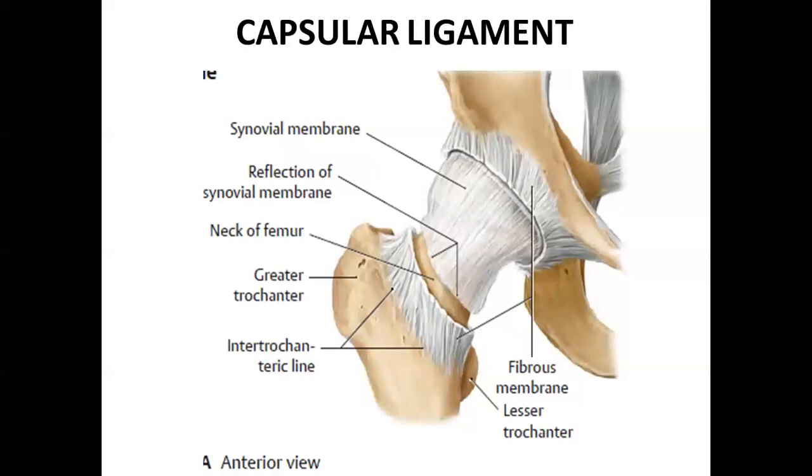So on the hip bone, if we see, it is attached about 5 to 6 millimeters beyond the acetabular margin. Here is the acetabular margin, and it is attached 5 to 6 millimeters beyond it. It is attached here. Then it is attached at the outer aspect of the acetabular labrum and the transverse acetabular ligament, right?